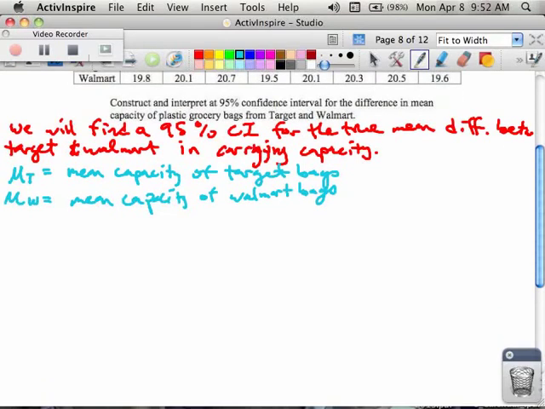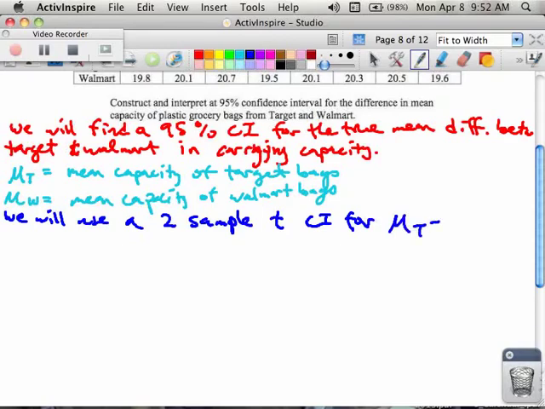In the next part, we talk about the planning part. So we will use, and here's the big difference for today, a 2-sample t confidence interval for mu T minus mu W. So we've already defined what mu T and mu W are, so now I can start using symbols and I don't have to write the words anymore. That's kind of the nice thing about when you define them.